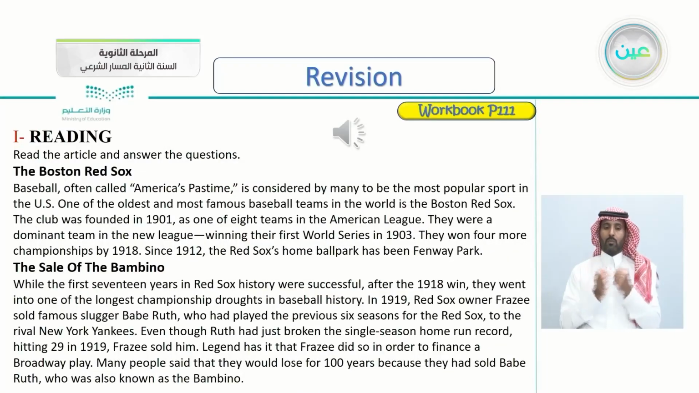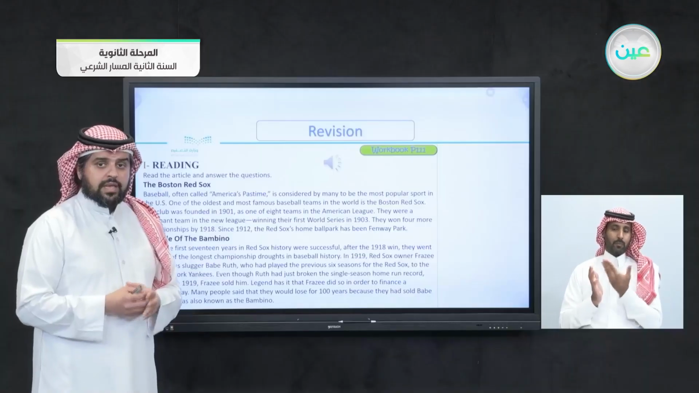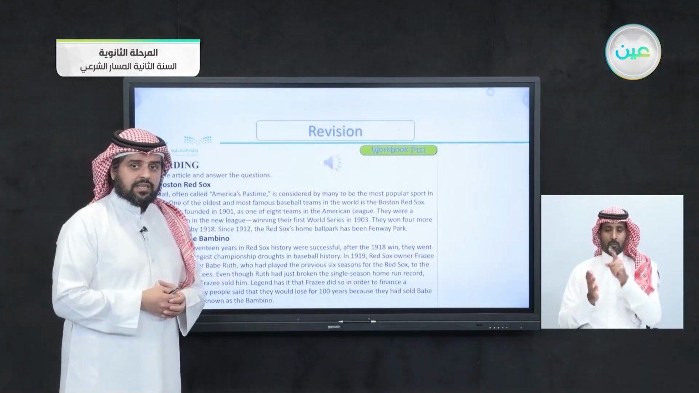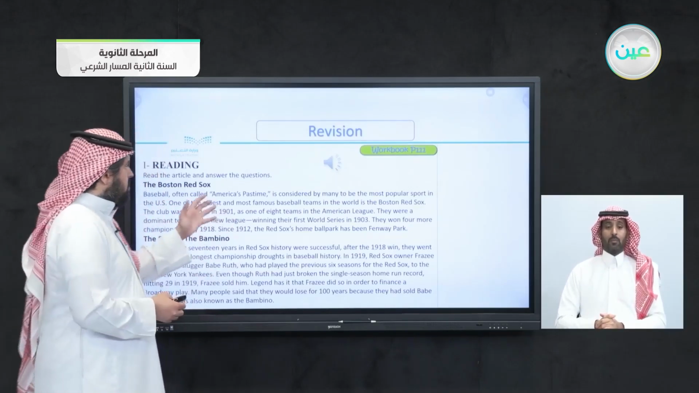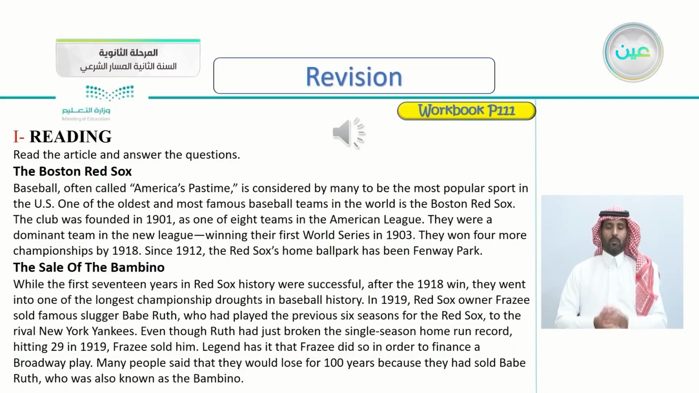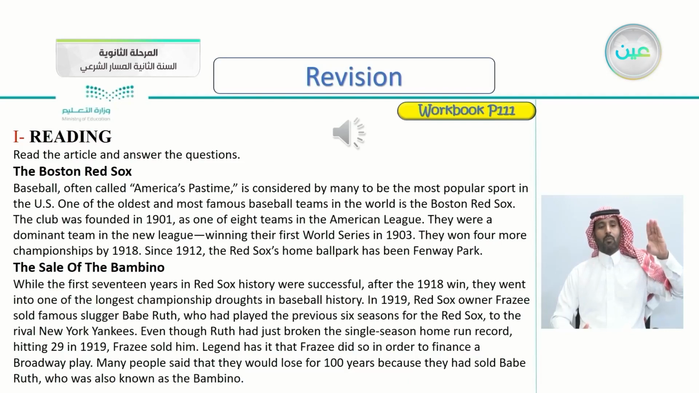Exercise I, page 111. We have a reading question here. Read the article and answer the questions. So we have 4 articles, as you can see here. So we'll be reading them, then we'll be answering the questions regarding this article. So let's see here the first 2 articles. The Boston Red Sox, the sale of the Bambino. So let's listen to this reading article together.